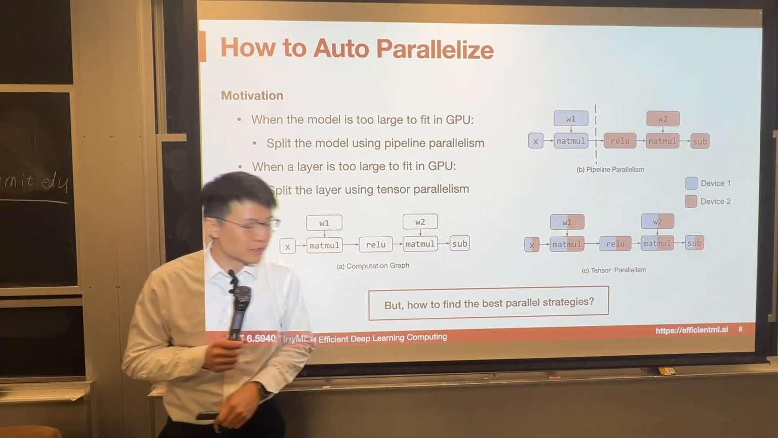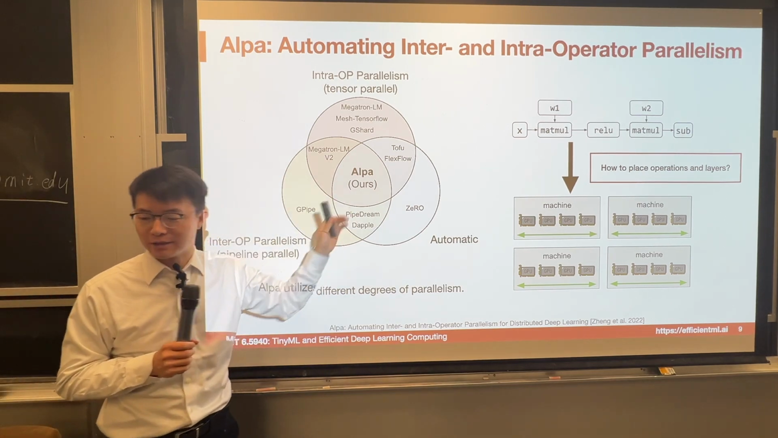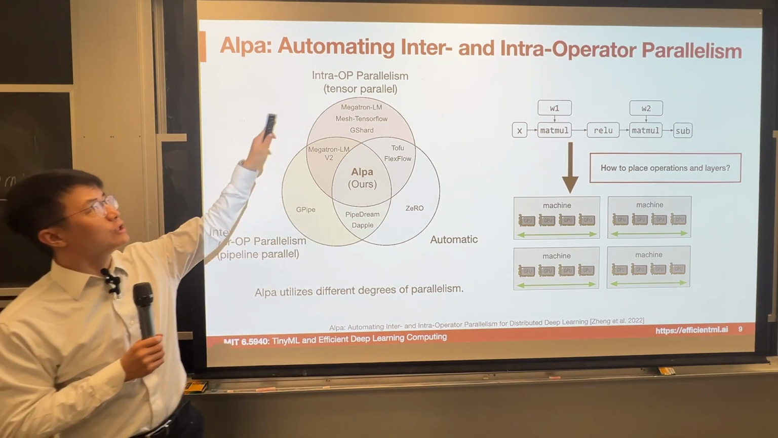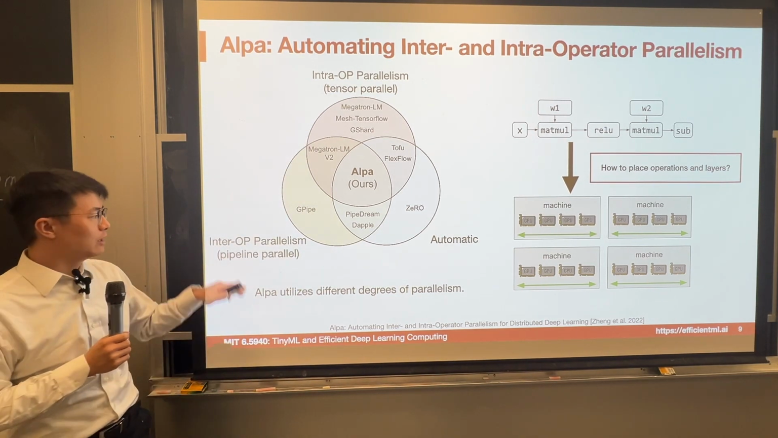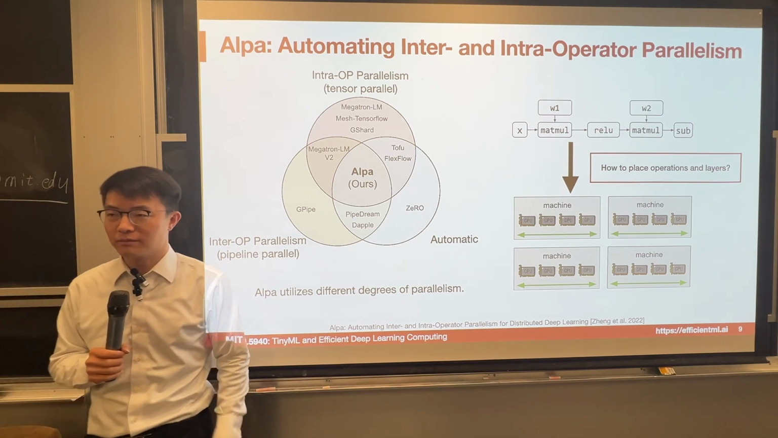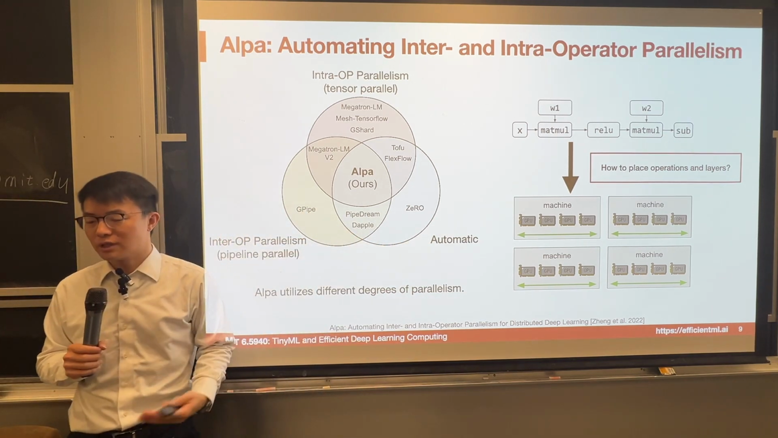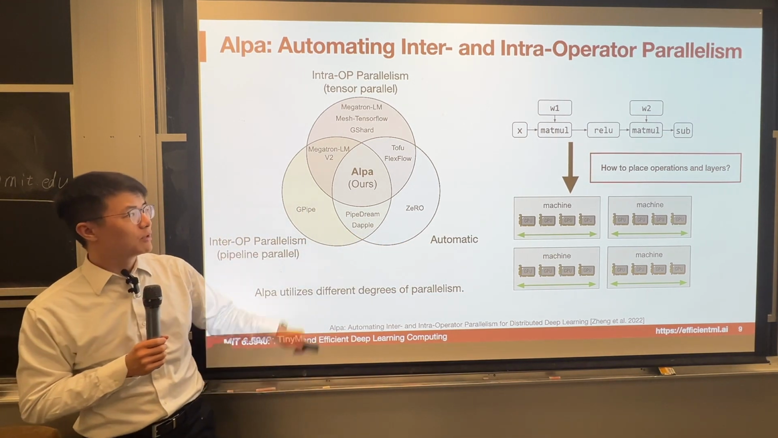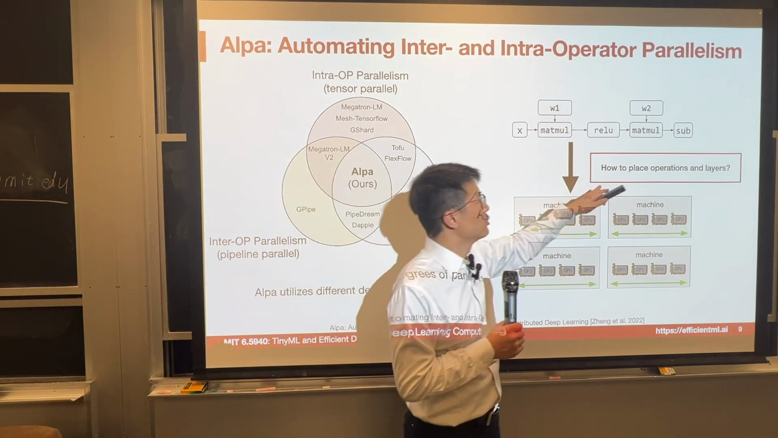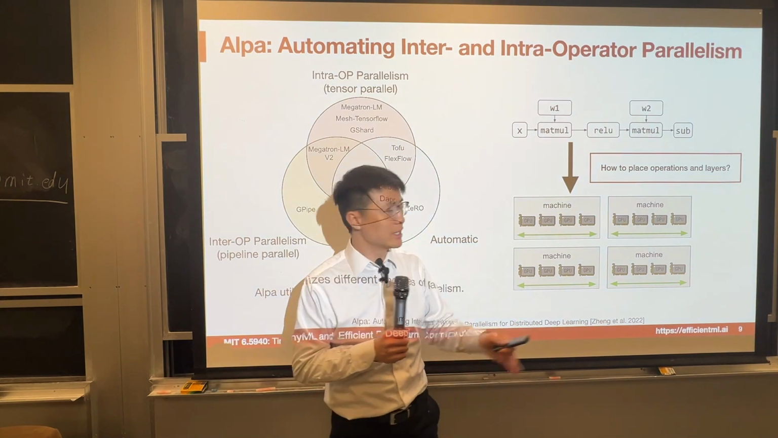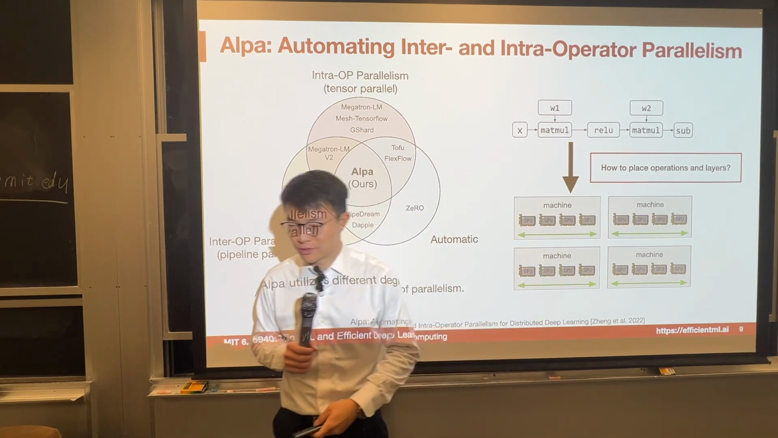So how do we find the best parallel strategies? There's a lot of research in this related domain. There's intra-operator parallelism, like tensor parallel. You want to chop within a tensor. And inter-operator parallelism, like for different layers, like pipeline parallelism. An automatic approach to assign different parallelization strategies. And I'm going to introduce Alpa from Berkeley that solves this problem, how to place these operations and layers when you have multiple machines and each machine has multiple GPUs.